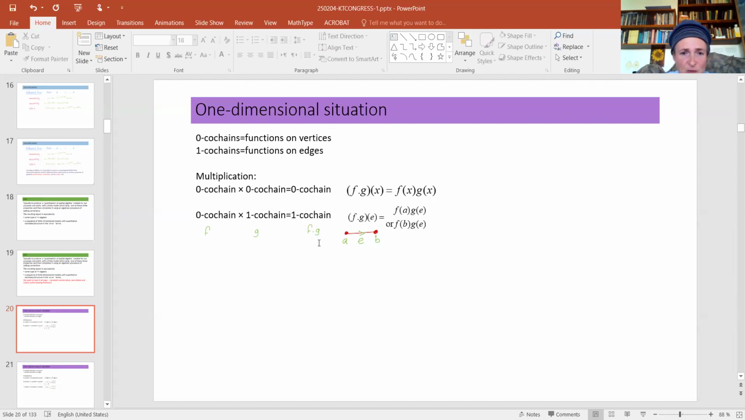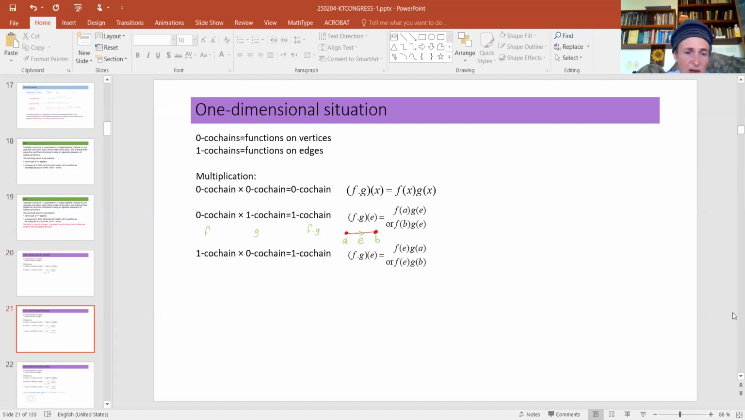As soon as you try and multiply a zero cochain by a one cochain, you want to get a one cochain. So if we think of the simplest system, you have an interval, an edge, two vertices. Say F was a zero cochain, G was a one cochain, and we want to define the product, and we want to define its value on the edge E. F only takes values at vertices. So you have to pick either A or B and multiply it by the value of G on E. So that's already asymmetric. Of course, you could take the average, and that would make it symmetric.